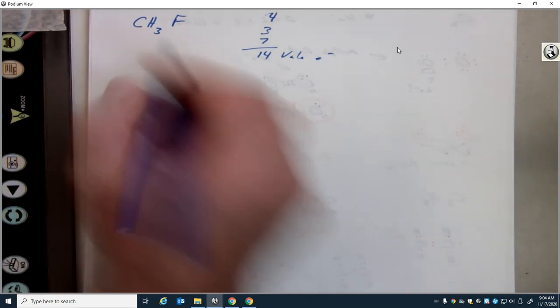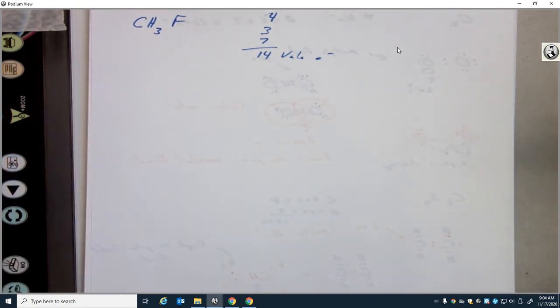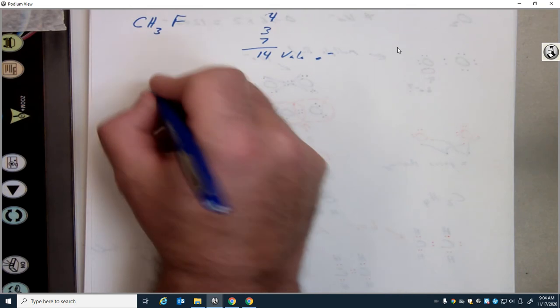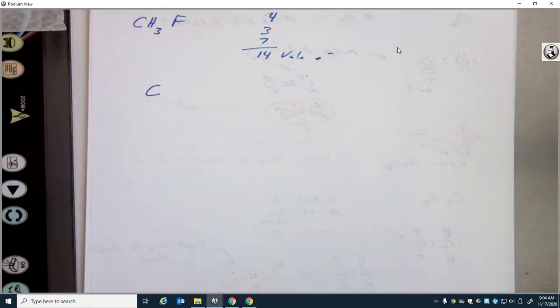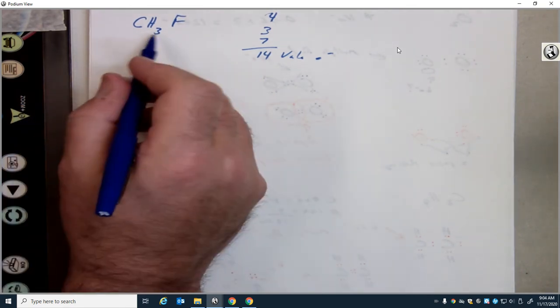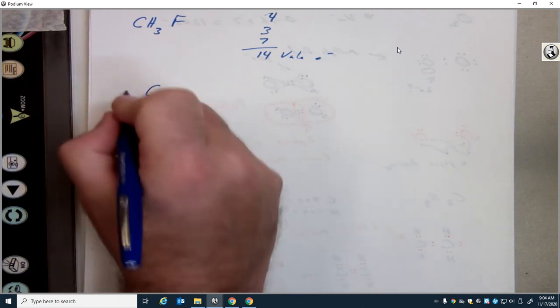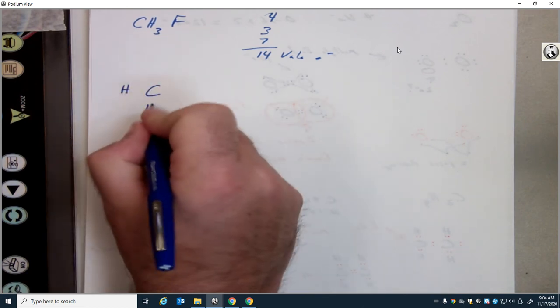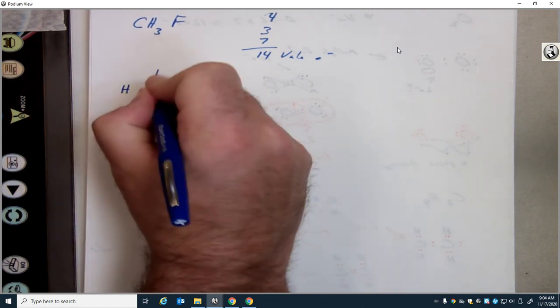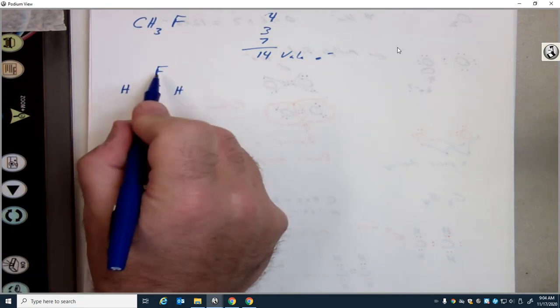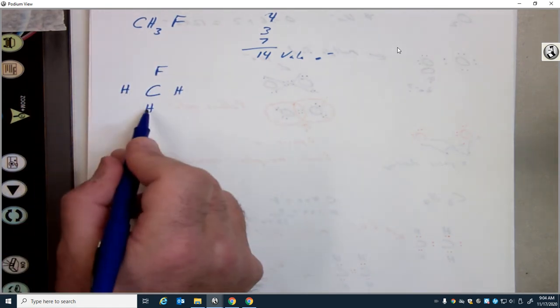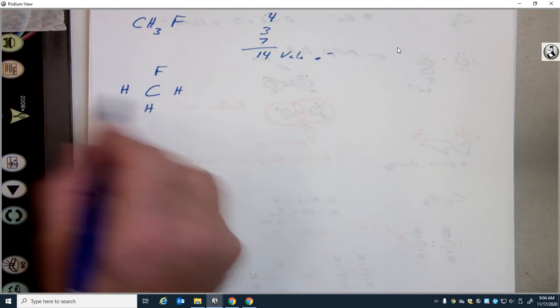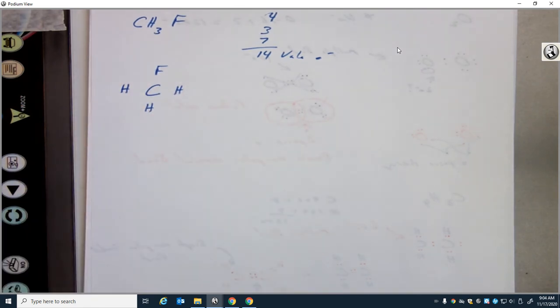Okay. What's going to go in the middle? Well, if you have carbon, it goes in the middle. Now I have 4 things to put around it. Now, I did not have to put the F here. It could have been here. It could have been here. It could have been here. It does not matter. Right?